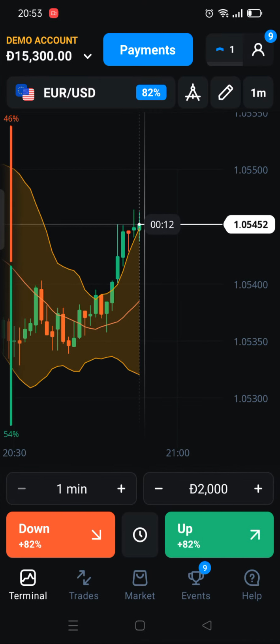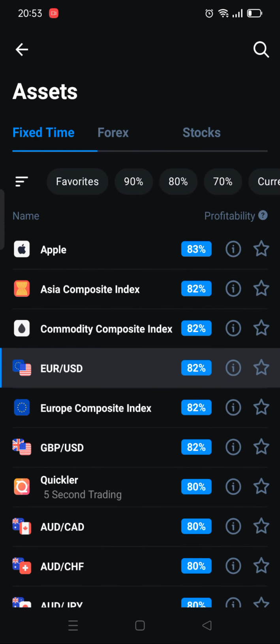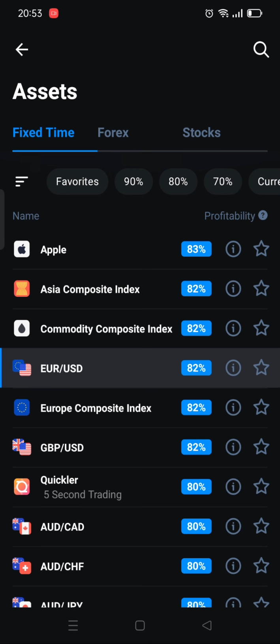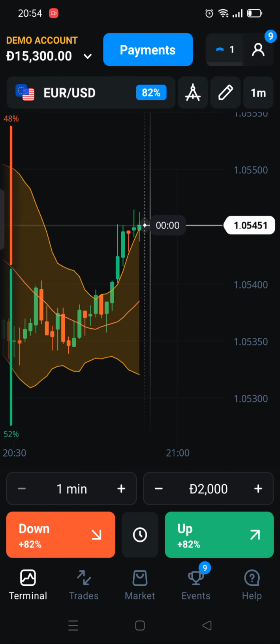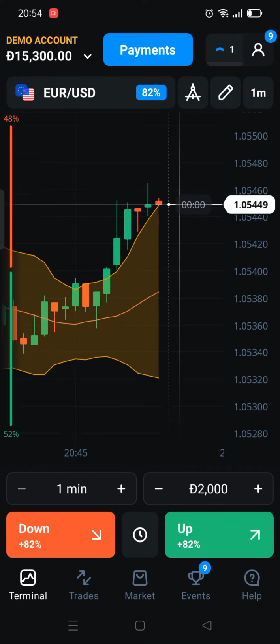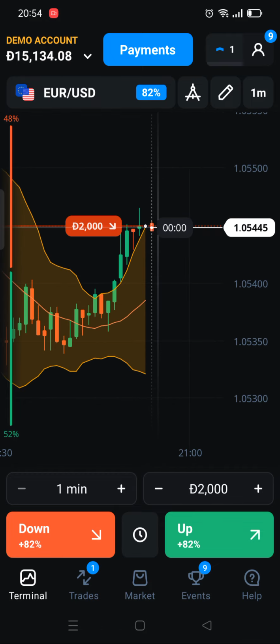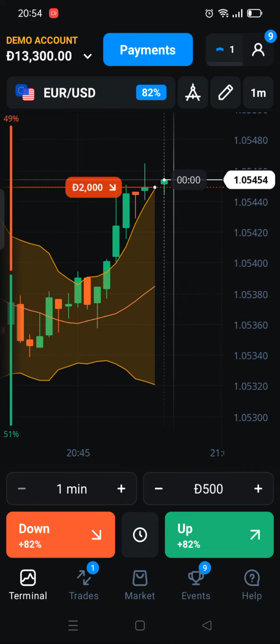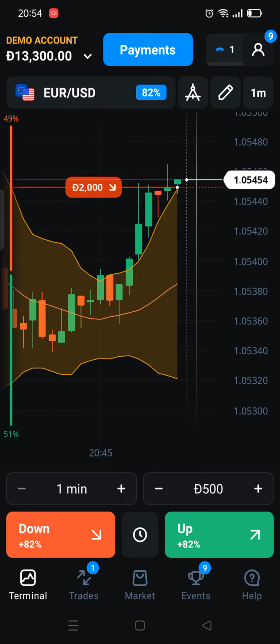Okay, here we go. Your USD 82 percent. Okay, let's check. We have Euro USD, Europe optimized index, quicker, Hotcat, etc. More pairs. First we choose your USD. First we analyze the chart, then second we trade. Okay, here we go first. Oh no, we do $2,000, but let's see. Okay, we do $500 again. So here we go. Let's see.